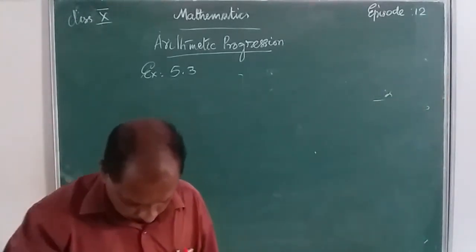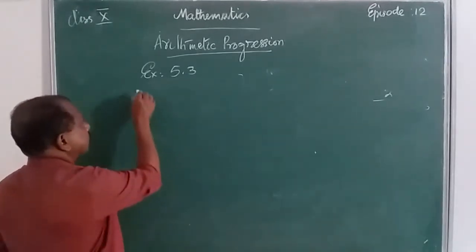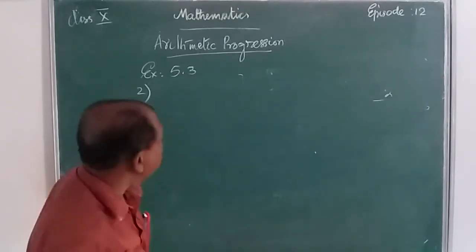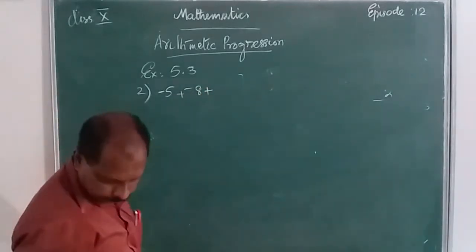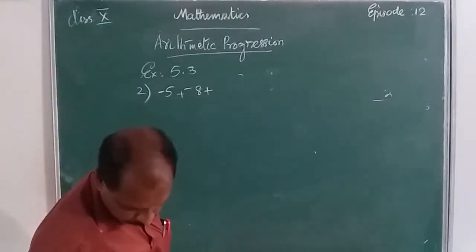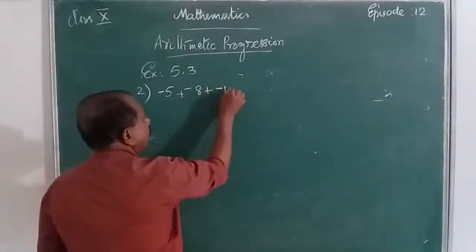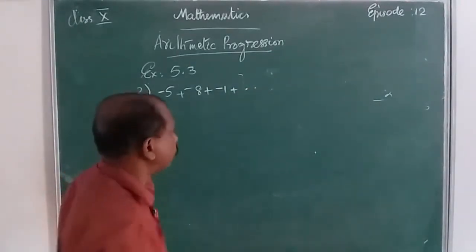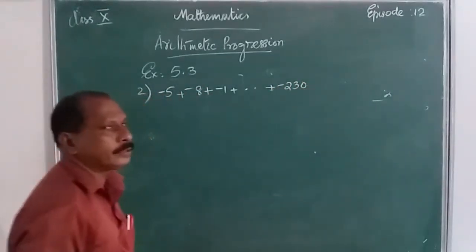Then in question number 2, the second question is minus 5 plus minus 8 plus minus 11 plus etc. plus minus 230. Okay, same type of question.